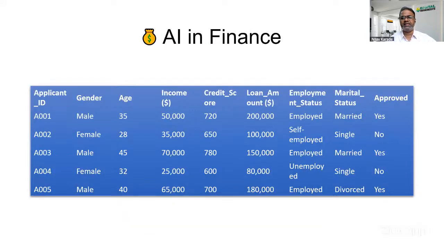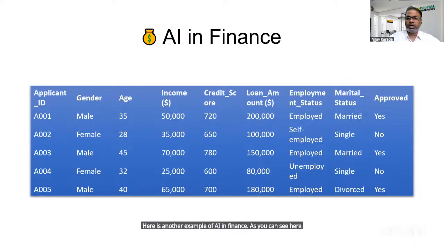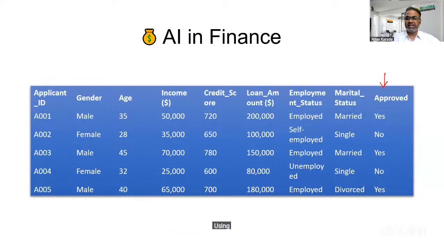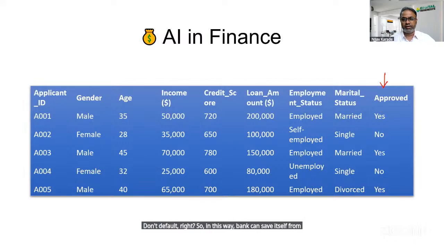Here is another example of AI in finance. As you can see here, whenever a person applies for a loan application, using their personal details, AI can predict whether to approve that loan application or not in order to avoid loan default, right? So in this way, the bank can save itself from losses.